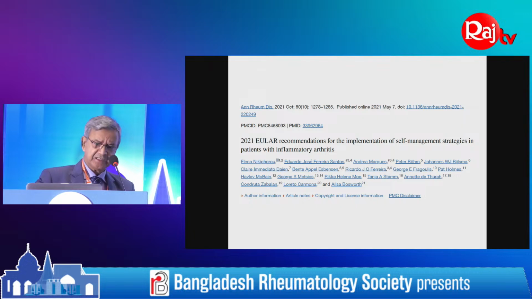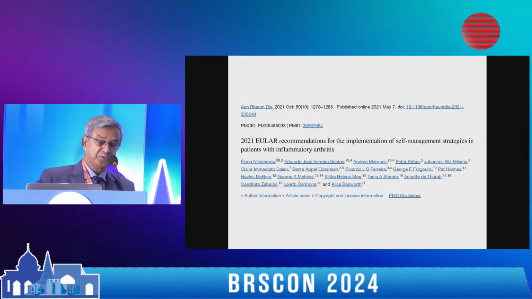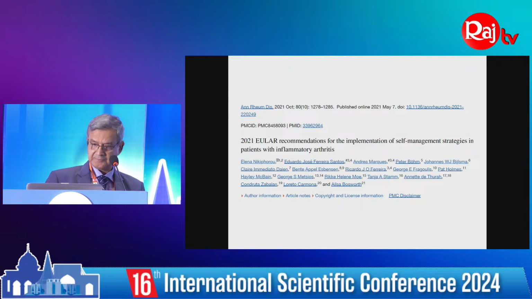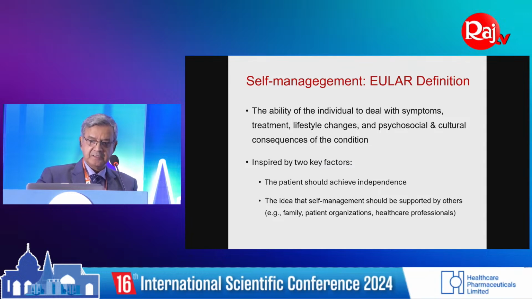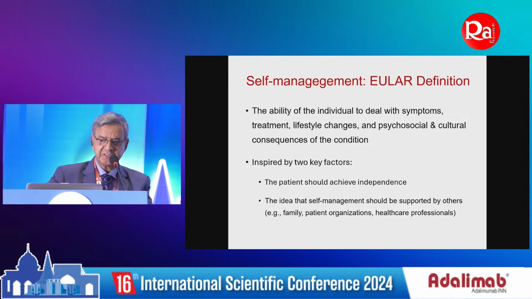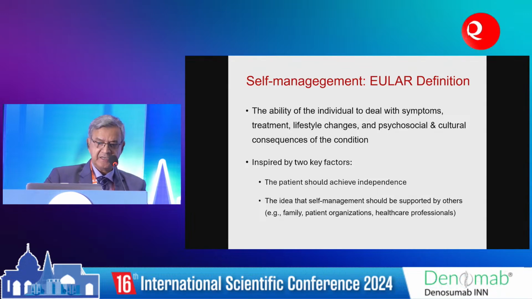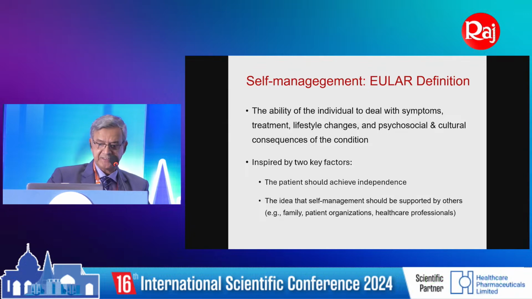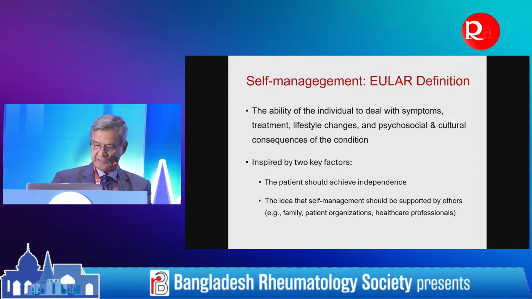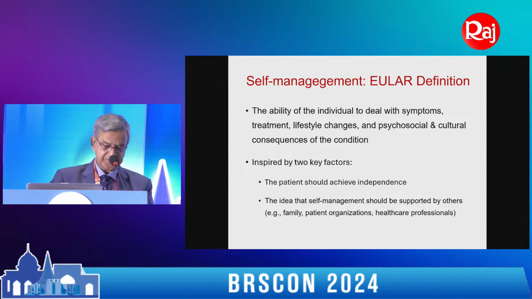This is an article on the 2021 EULAR recommendation for the implementation of self-management strategies. How EULAR defines self-management: the ability of the individual to deal with symptoms, treatment, lifestyle changes, psychosocial and cultural consequences of the condition, and it is inspired by two key factors. The patient should achieve independence, and the idea that self-management should be supported also by others like family, patient organizations, healthcare professionals.